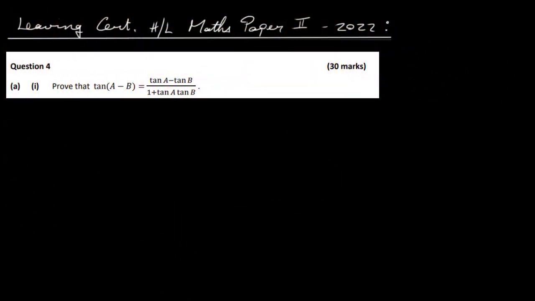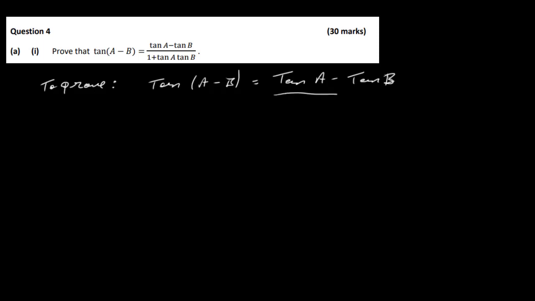Okay, so this is the Leaving Cert Higher Level Maths Paper 2, 2022, question 4. To start with, we've got one of these trig identity proofs. It's the tan one, so we've got to prove that tan of A minus B is equal to tan A minus tan B over 1 plus tan A tan B.